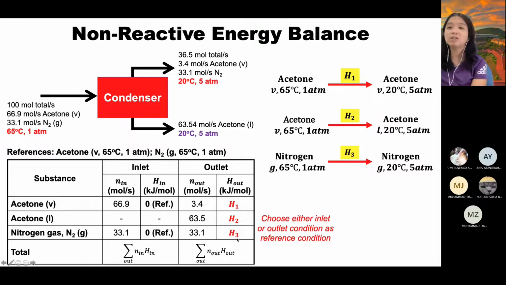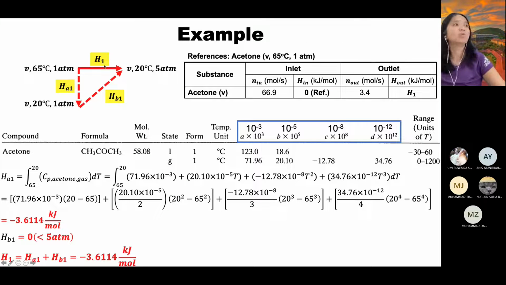On the other hand, for nitrogen gas, you can see nitrogen gas only leaves as a top product, which is 33.1. So for 33.1 we have to calculate enthalpy H3, which is from nitrogen gas 65 Celsius 1 atm to nitrogen gas 20 Celsius 1 atm, H3. So in this case, you have H1, H2, H3 to calculate to fill up the table. So let us calculate H1.